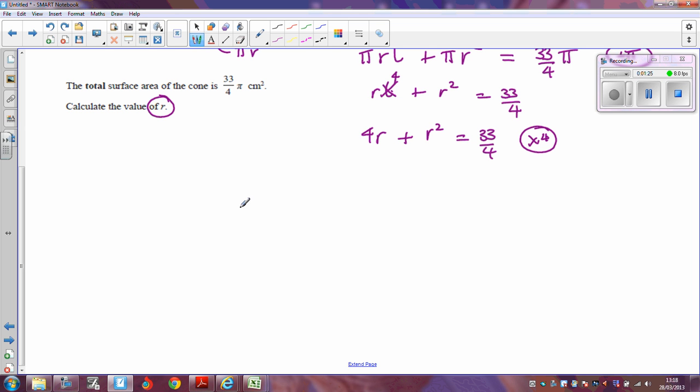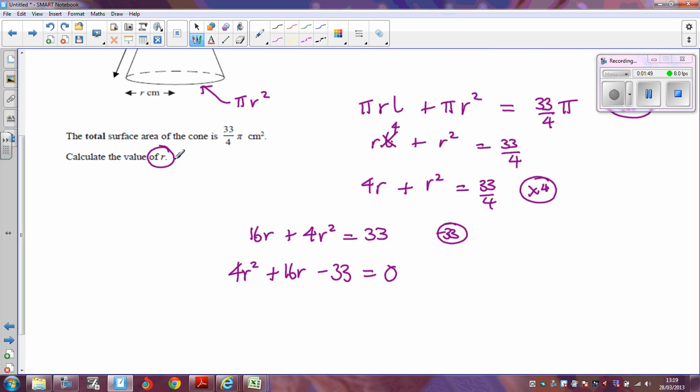First of all, let's get rid of those fractions. I'm going to multiply by 4. So we get 16r plus 4r squared is equal to 33. Now, I'm going to subtract 33 from both sides and change the order on the left-hand side. So I'm going to put the 4r squared first, then the 16r, and that minus 33 then is equal to 0.